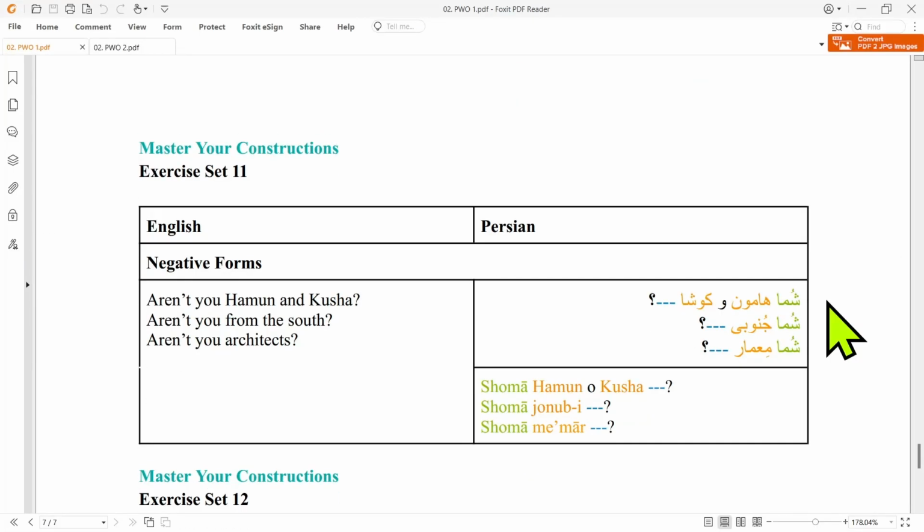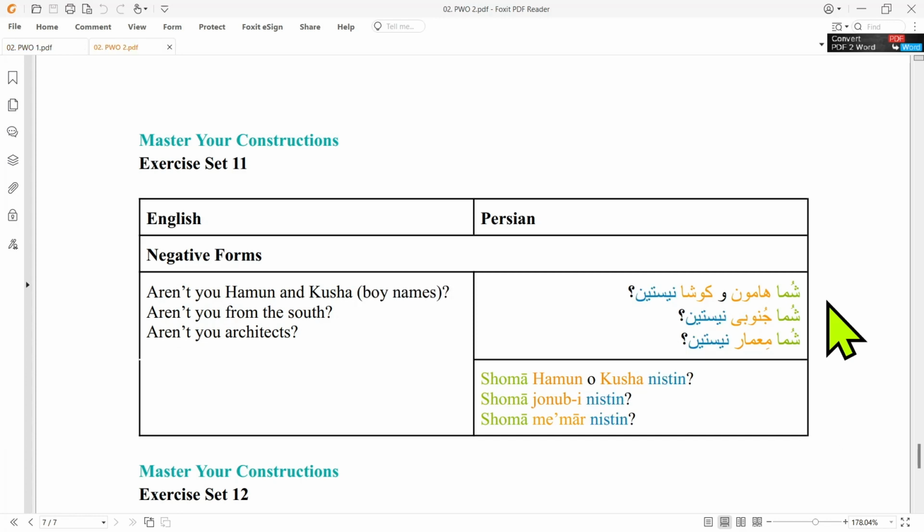Now let's ask, aren't you Hamun and Kusha? Aren't you from the south? And aren't you architects? Shoma Hamun o Kusha nistin. Shoma Janubi nistin. Shoma Memar nistin.